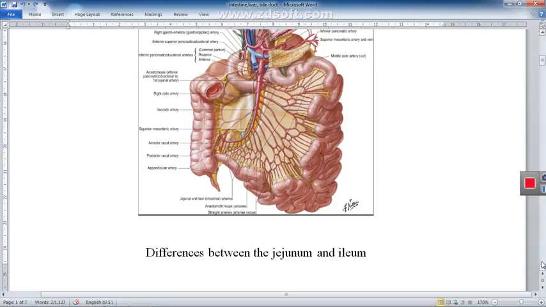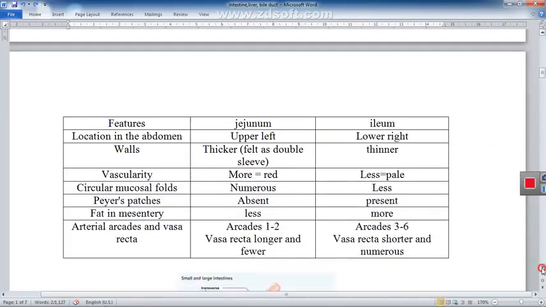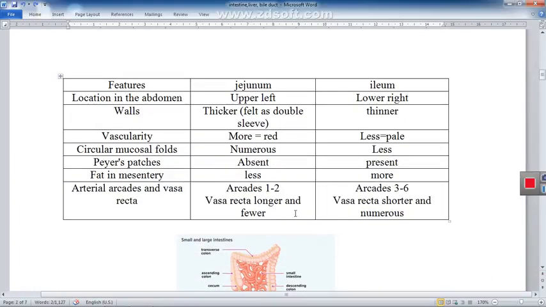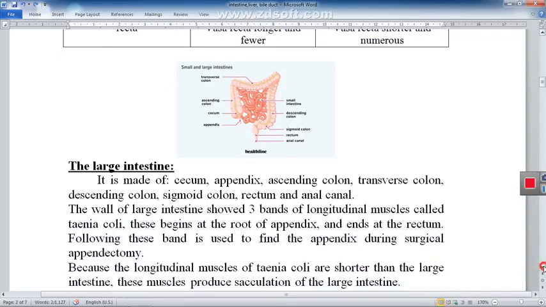That's why the last difference suggested in the table is that arcades in the jejunum are 1 to 2 with long, few vasa recta, but arcades of the ileum are 3 to 6 with vasa recta that are short and numerous. These are the most important points about the anatomy of the small intestine.